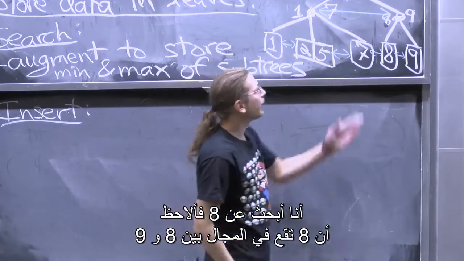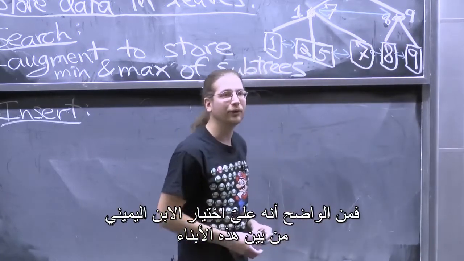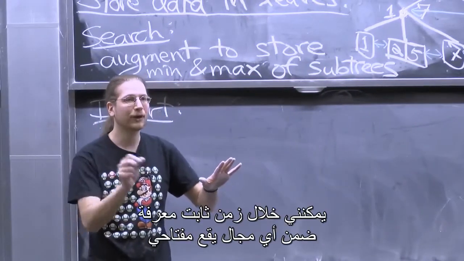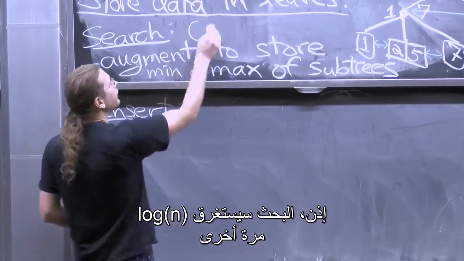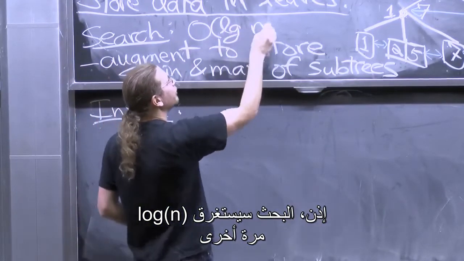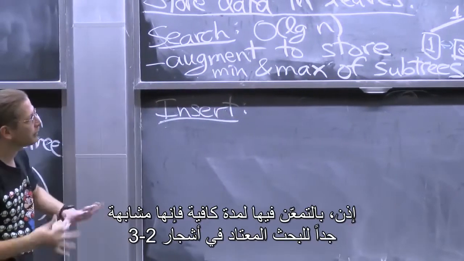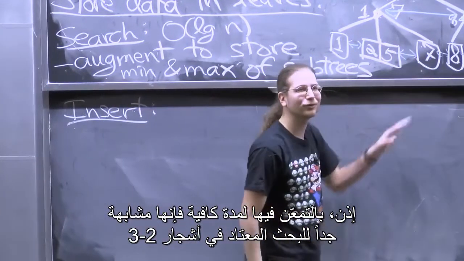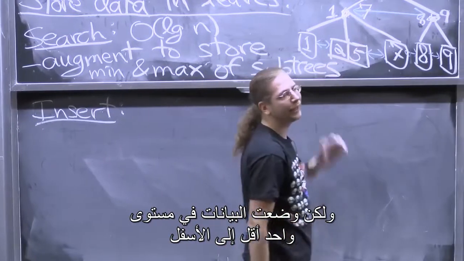If I'm searching for 8, I see, oh, 8 falls in the interval between 8 and 9, so I should clearly take the right child among those 2 children. In general, there's 3 children, 3 intervals. Constant time, I can find where my key falls in the interval. OK, so search is going to take log n time again, provided I have these mins and maxes. If you stare at it long enough, this is pretty much the same thing as regular search in a 2-3 tree. But I've put the data just 1 level down.